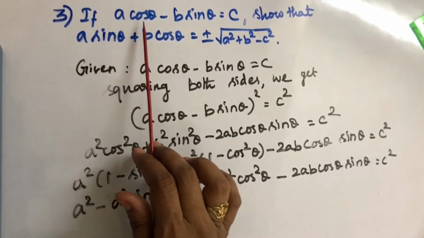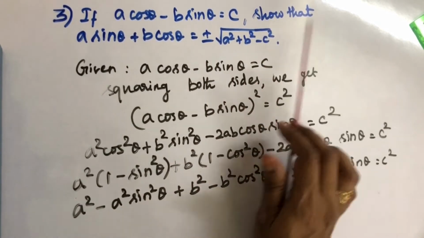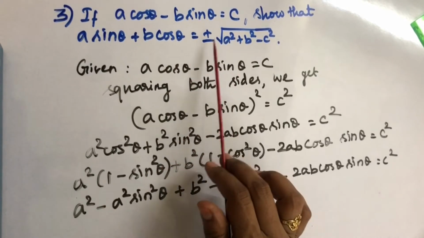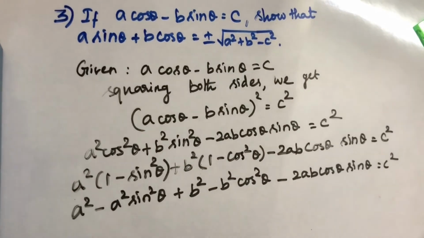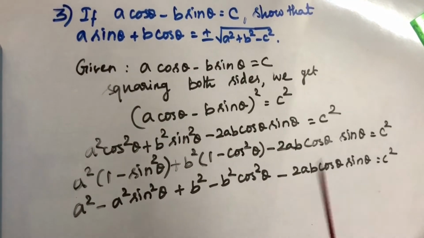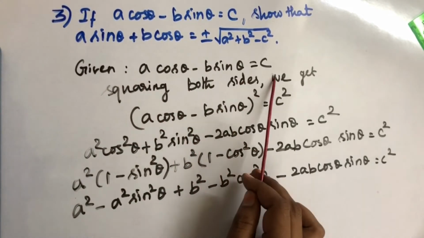If A cos theta minus B sin theta is equal to C, show that A sin theta plus B cos theta is equal to plus or minus square root of A square plus B square minus C square. This is the third sum in the first exercise, exercise 3.1. It is given that A cos theta minus B sin theta is equal to C.